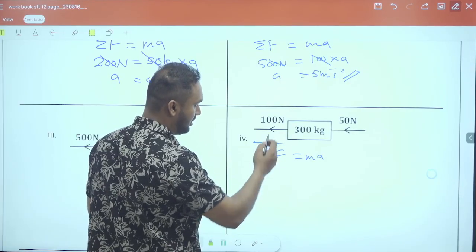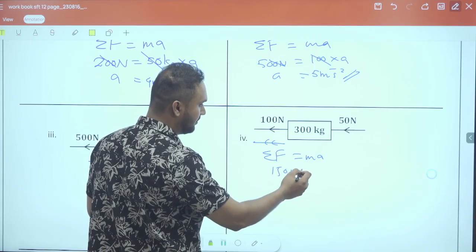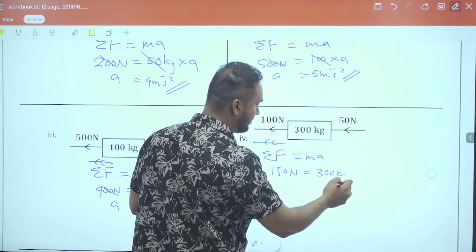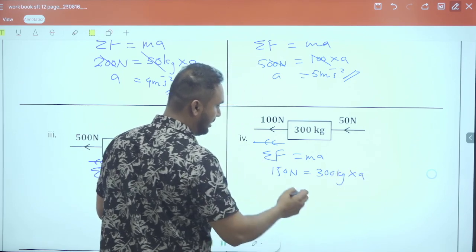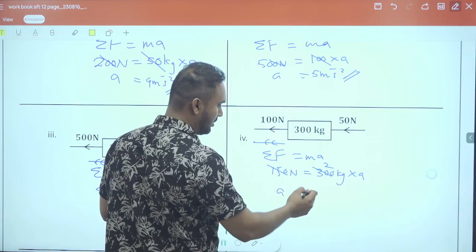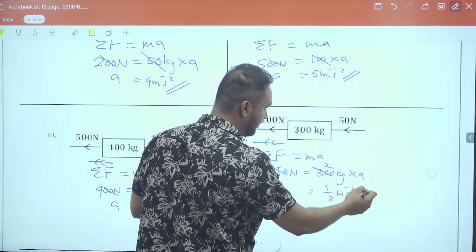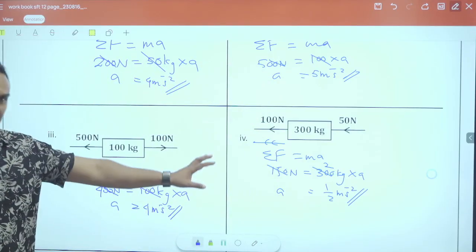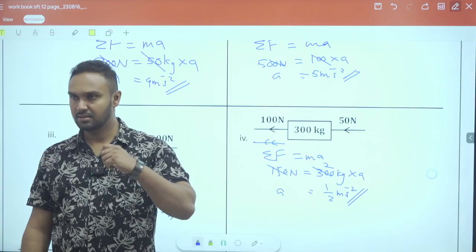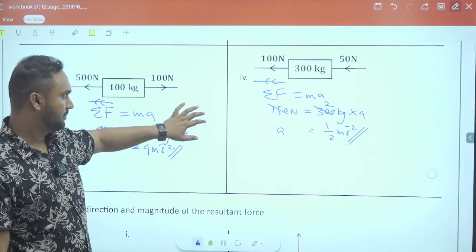And the resultant is the addition, that is 150 newtons equals mass 300 kilograms into acceleration a, so it's 1 over 2, right? a equals 1/2 ms^-2, which is 0.5 ms^-2, that's fine. Right? Got all the answers? Correct? Yeah, fine, good.